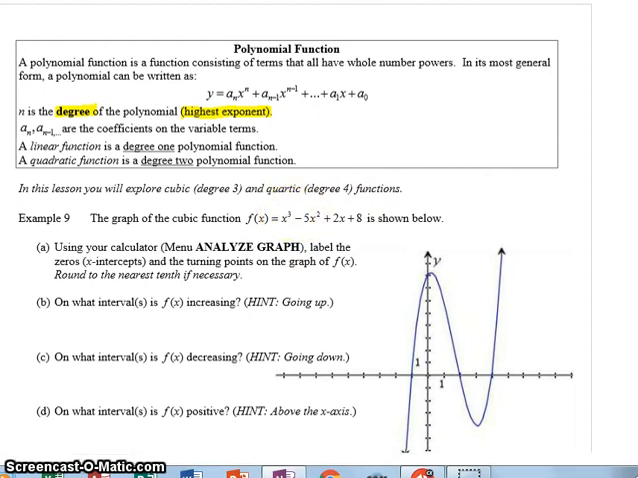It says using your calculator menu, analyze graph. First you want to open up a graph page. If you hit your menu button and then number 6 says analyze graph, that's where you can find the zeros, otherwise known as your x-intercepts. You can find the minimums, you can find the maximums, and that's going to be key in this whole lesson today. It says label the zeros and the turning points on the graph and round to the nearest tenth if necessary. The zeros are pretty easy to see.